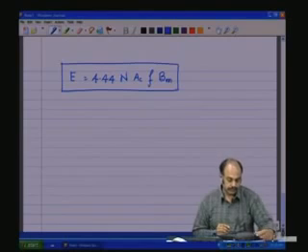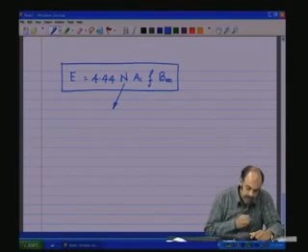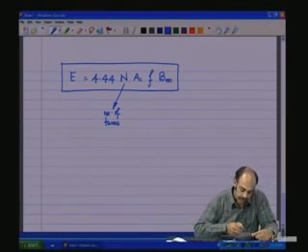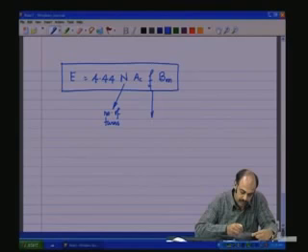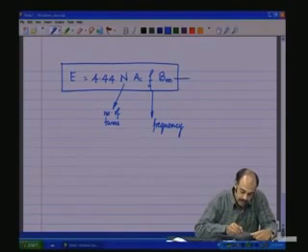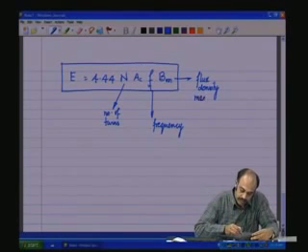Now looking at this equation, we see that the voltage that is induced is proportional to the number of turns, and there is the frequency dependence, which is the frequency of the applied voltage, and this is the maximum allowable flux density.